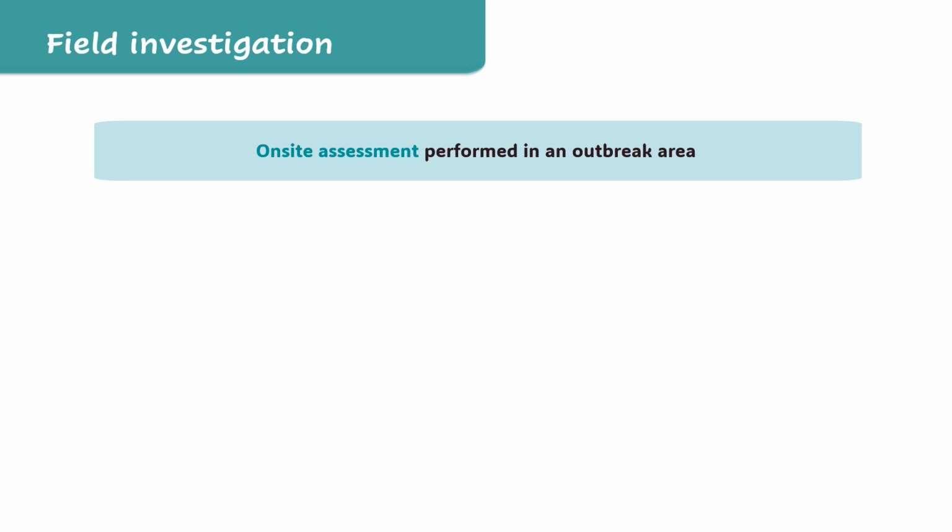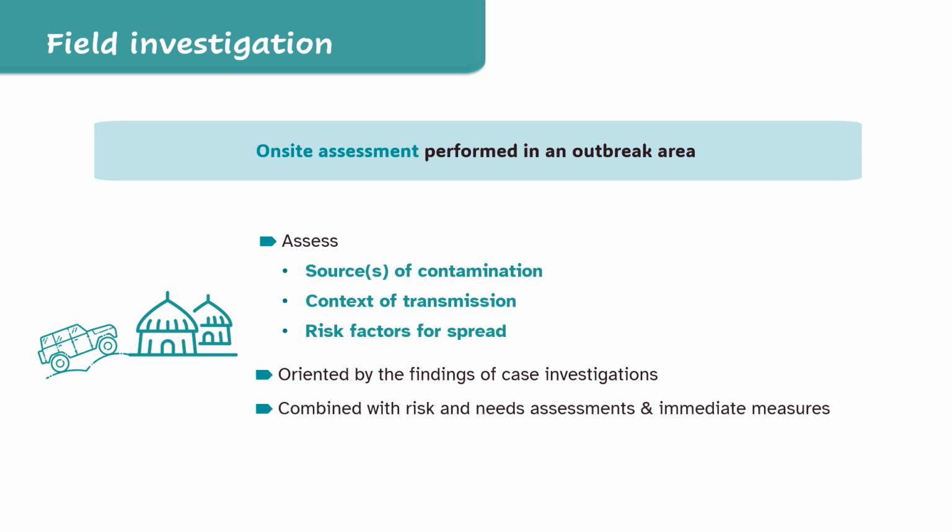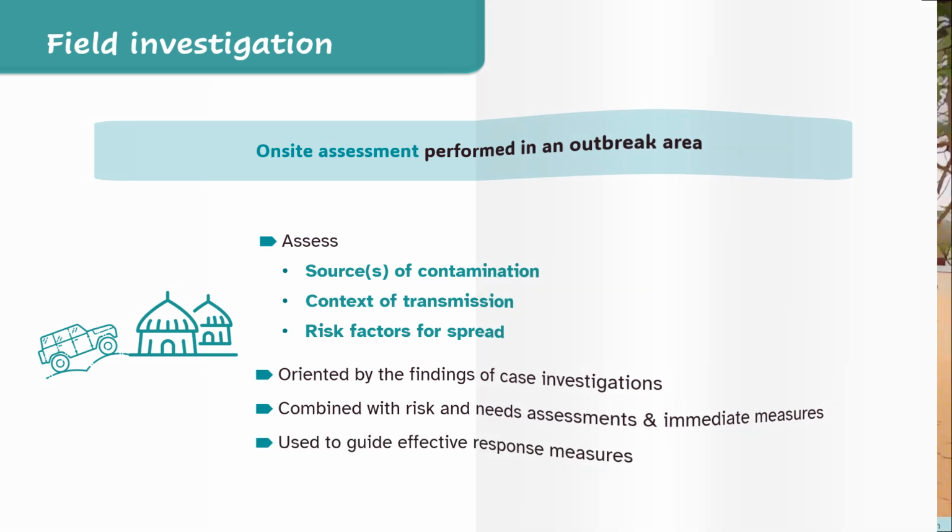To perform a field investigation, health authorities perform an on-site assessment in an outbreak area. A field investigation aims to assess potential sources of contamination, assess the context of transmission, and assess risk factors for spread. The field investigation is usually oriented by the findings of case investigation. It is usually combined with a risk assessment and needs assessment, and combined with immediate response measures. The findings of the field investigation are used to guide effective response measures.